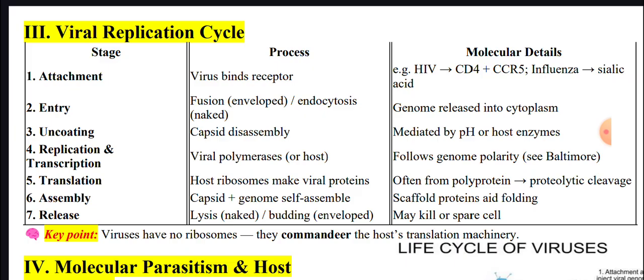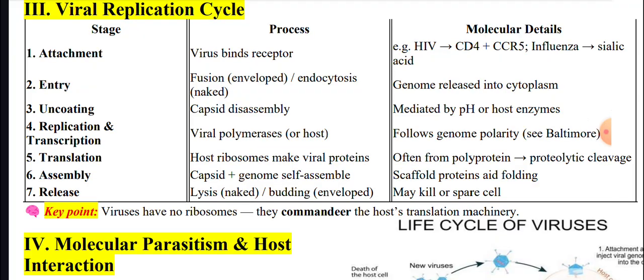Naked viruses can't fuse, so they often trick the cell into engulfing them through a process called endocytosis. The cell membrane wraps around the virus particle, pulling it inside within a little bubble or vesicle called an endosome.